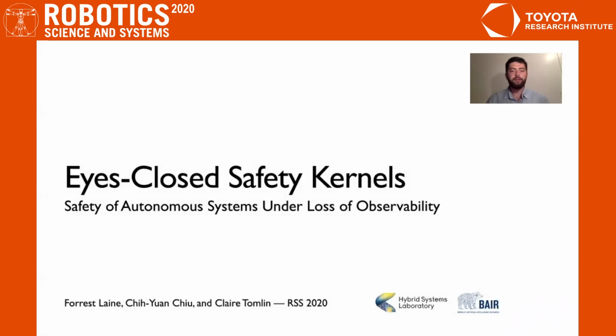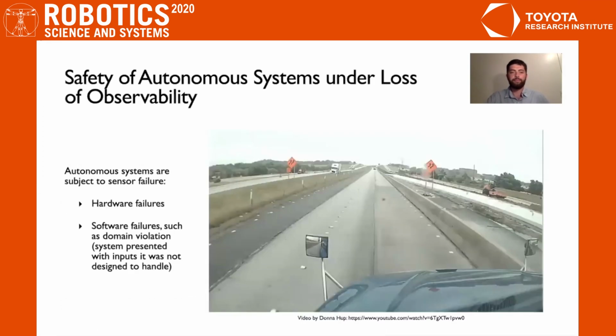I'll be talking about eyes-closed safety kernels, safety of autonomous systems under loss of observability. I'm Forrest Laine, and this is work with Chih-Yuan Chiu and Tomlin. We are all from UC Berkeley.